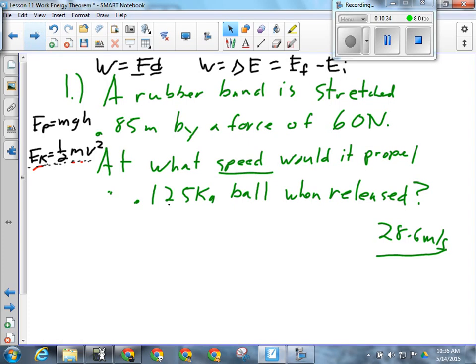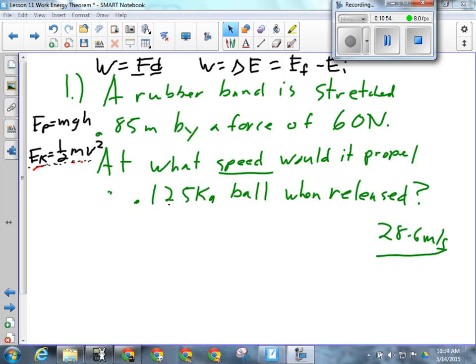All right, so what I want you to do right now is copy down this example, and then we're going to go through it together. I'll give you a minute to copy it down, and then we're going to go through it. As we read through this question, we want to do two things. We want to write down our givens, and we want to interpret the context of the question in order to find out what type of energy is changing or what's going on in the question.